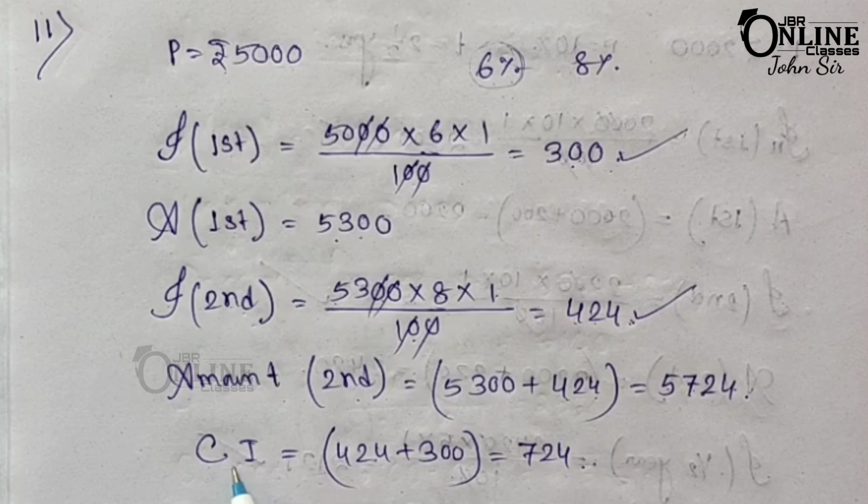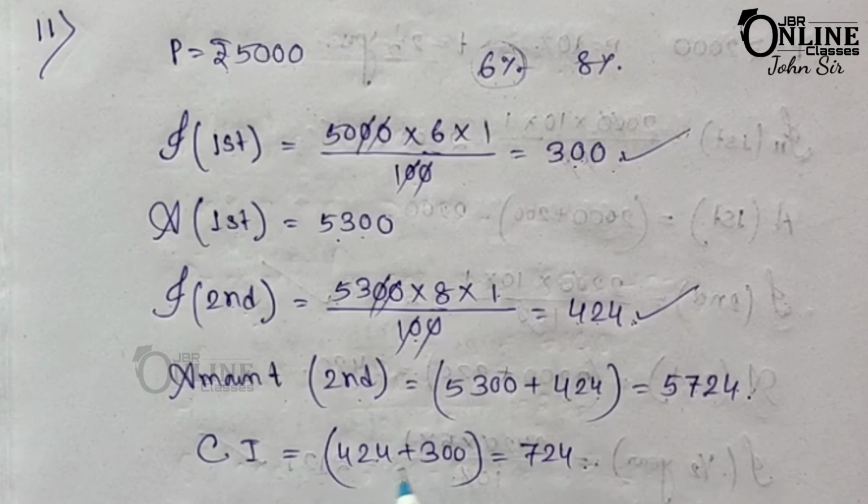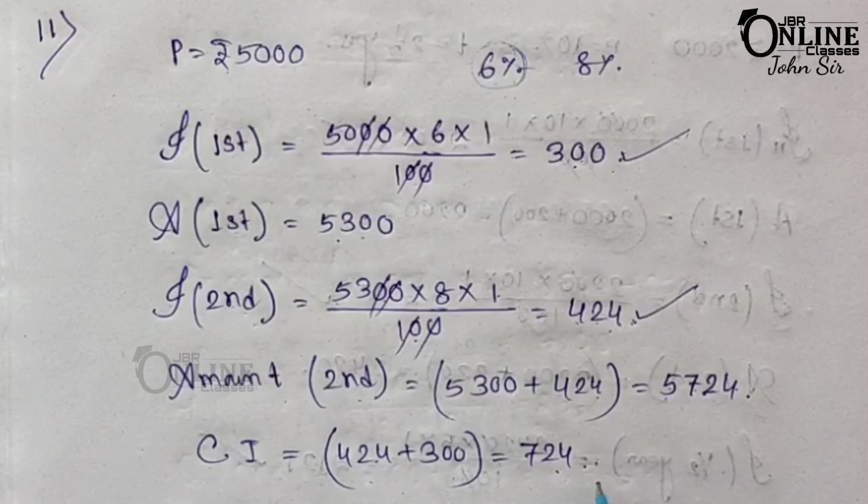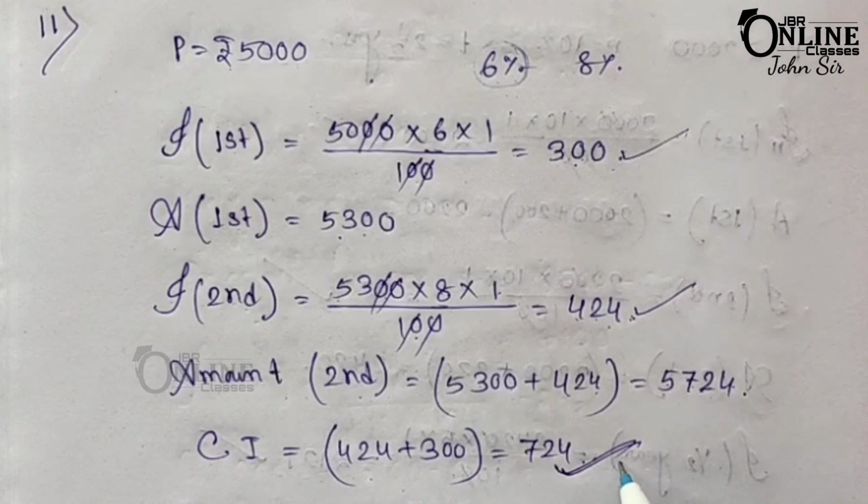Now you have to find out the total compound interest. So here that will be 300 plus 424, that equals 724. So 724 is the total compound interest.